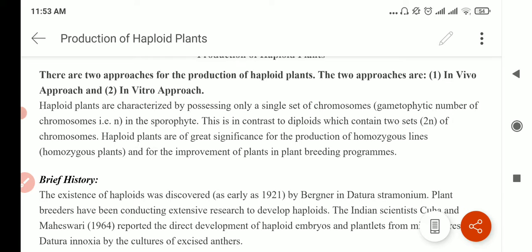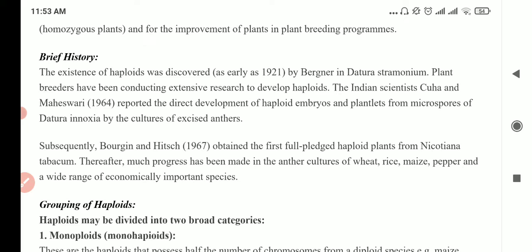Diploids contain two sets of chromosomes. And haploid plants are important because we can produce haploid lines or homozygous plants for the improvement during plant breeding programs. Sometimes we want to breed a better, higher quality hybrid, so we use haploid culture. Now, haploids were discovered by Blakeslee and Belling in Datura stramonium. So it was first discovered in the Datura plant.